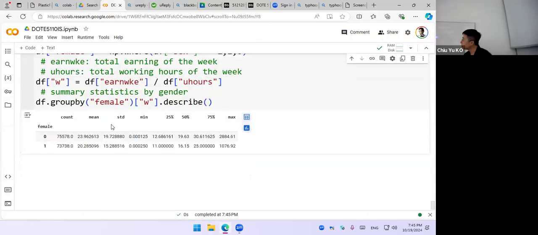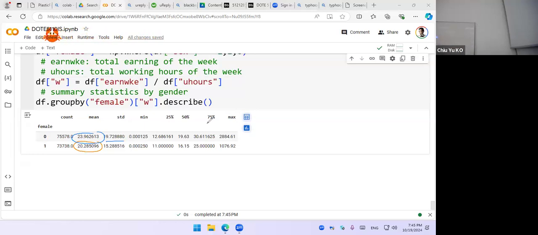So that's what we see, right? For female, we have the mean and standard deviation. You can notice that female is making $20 based on the data here, and the male is making $24. This is the SD, mean, max, and so on and so forth.